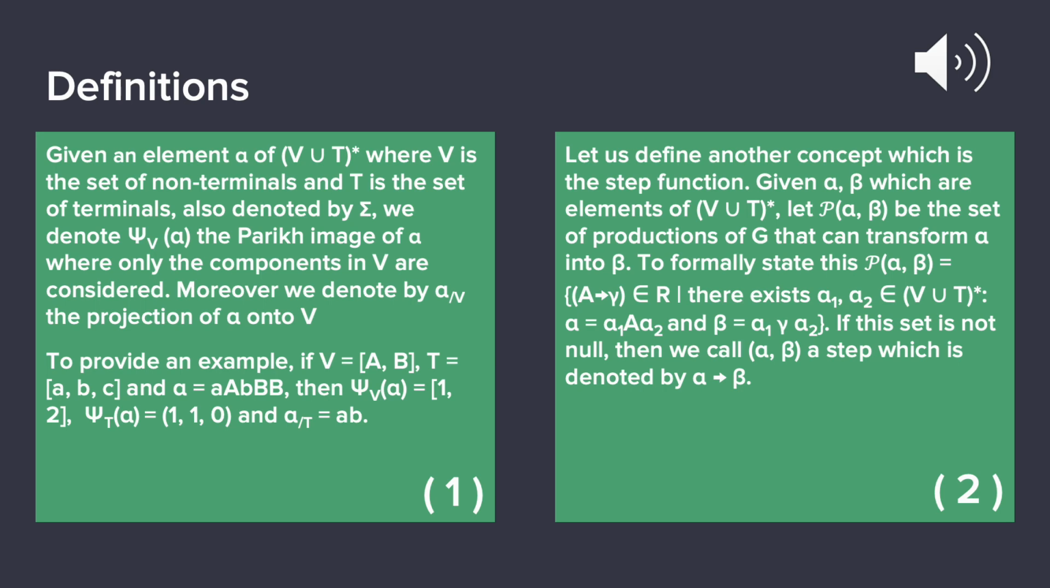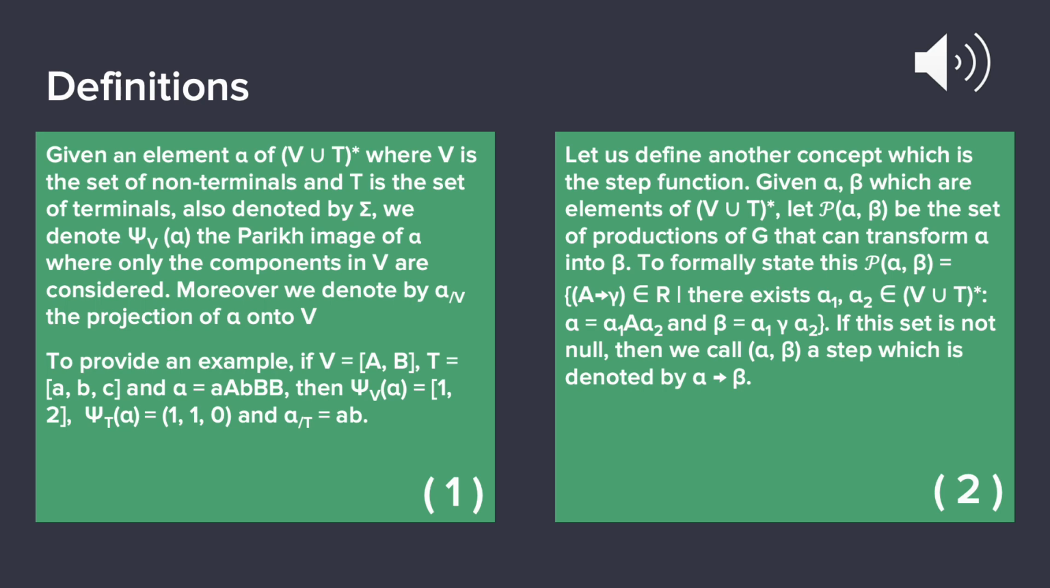To provide an example here, if we have V, our set of non-terminals, equal to capital A and capital B, and T, our set of terminals, equal to lowercase a, b, and c, and we have alpha equal to lowercase a, capital A, lowercase b, and then two uppercase B's, then psi V of alpha would be (1, 2), since there's one capital A and two capital B's. Then psi T of alpha is (1, 1, 0), since there's one lowercase a, one lowercase b, and no c's in alpha. And alpha sub T is equal to ab, because it's only considering the terminals within alpha.